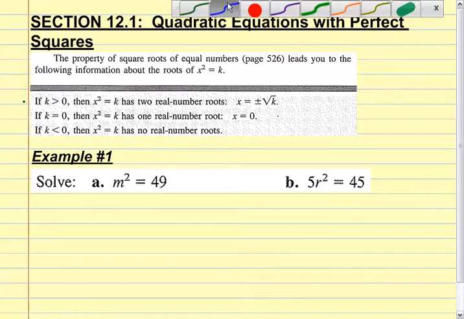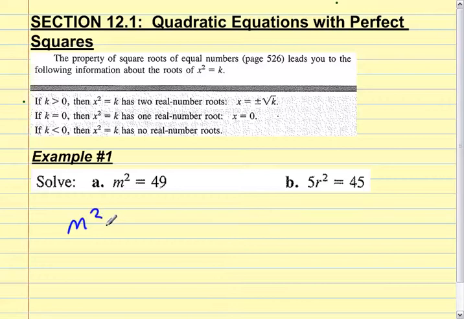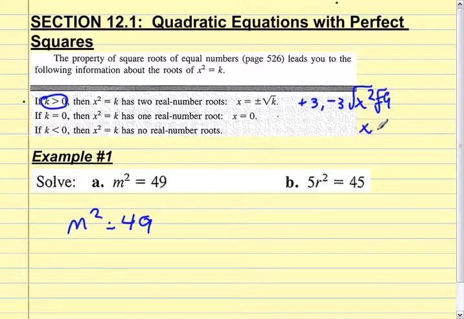Now look, I'm going to rewrite this first problem. I'm going to have to write big. So m squared is equal to 49. Basically this up here says if k is positive, that means you get two square roots, the positive 3 and negative 3. If it were, say, x squared is equal to 9, take the square root of both sides, and whenever you take the square root of a variable, remember, you have to give positive 3 and negative 3. That's all that's saying.